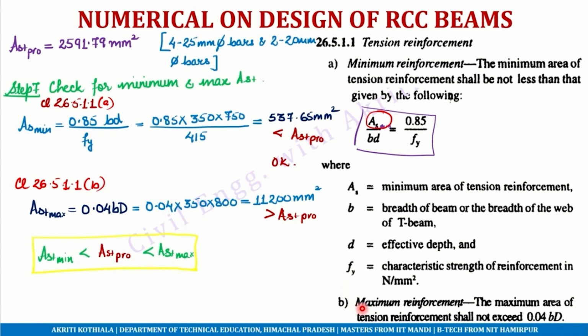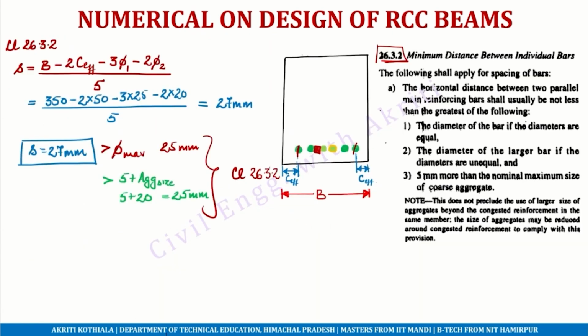Now moving on to the next part of the same clause, maximum reinforcement. It should not exceed 0.04 bD. So let's calculate this value. When we substitute b and D into the formula, we obtain 11,200 mm square, which is much greater than the Ast provided of around 2600 millimeter square. So we can simply say that Ast minimum is less than the Ast provided and Ast maximum is more than the Ast provided. So we fall within the range and it is safe.